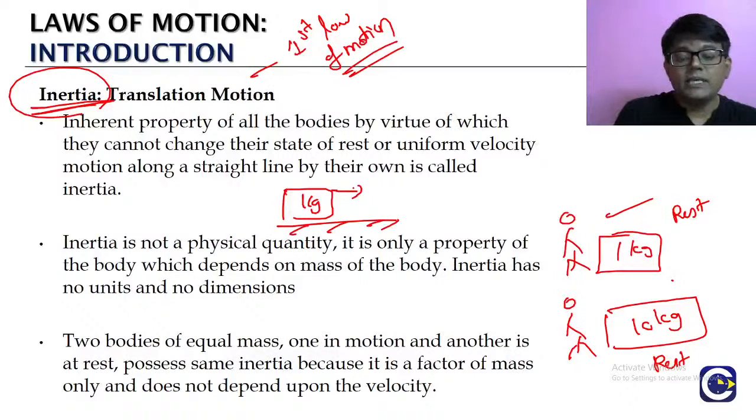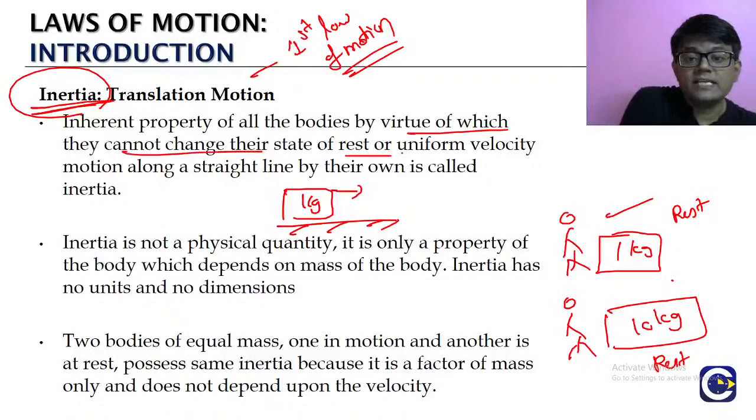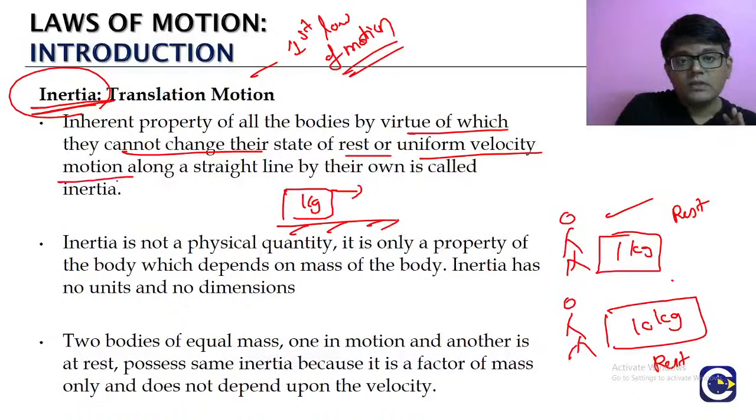So every body has this inherent property by virtue of which it cannot change its state on its own. State means either the state of rest or the state of uniform velocity motion. They cannot change their state. And this property that is there in every body is what we call inertia. So this is going to be there for every body.